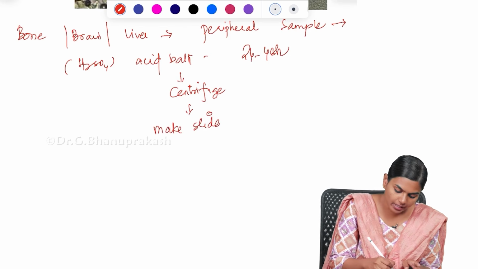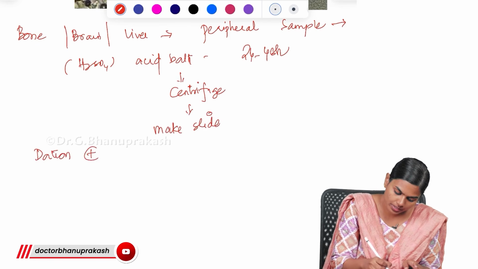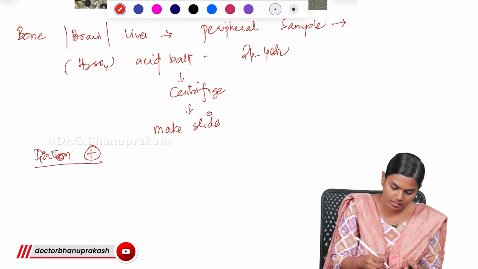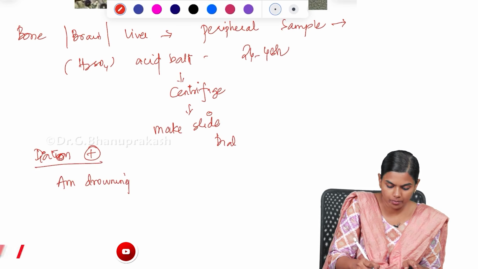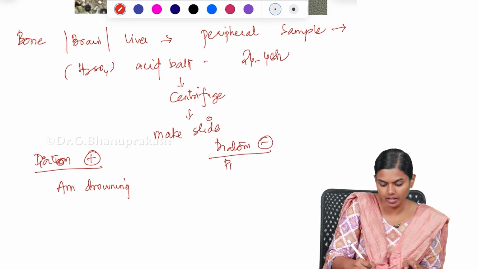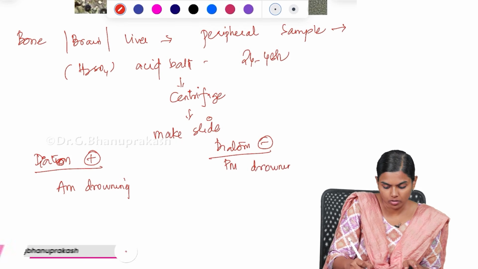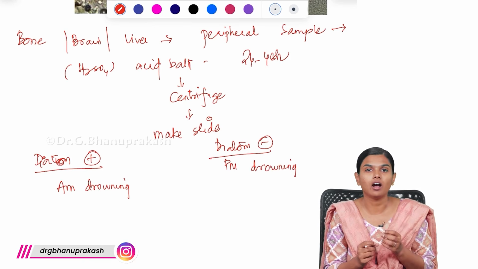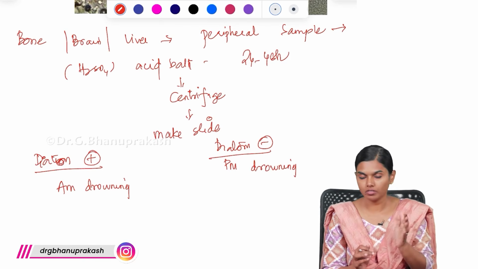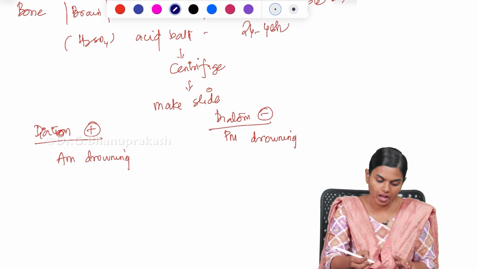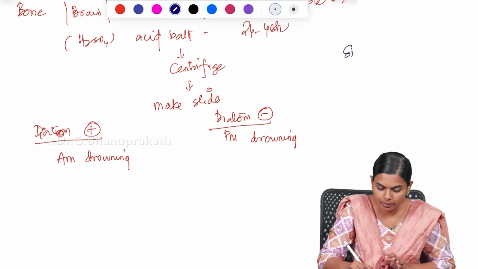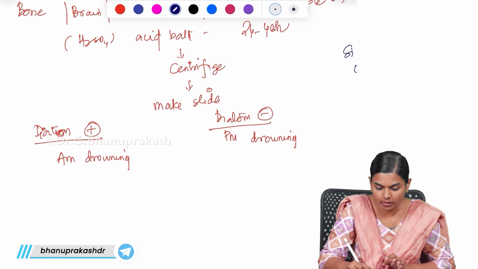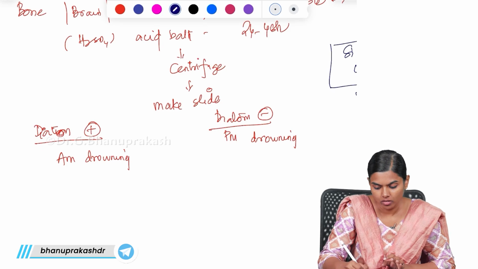If diatom is present, it means it is a case of antemortem drowning. If diatom is absent, then it is a case of post-mortem drowning. This is how we usually do the diatom test. But what exactly is the idea? How are we saying positive and negative? We will see now. I already told you this diatom has this silica coating, and this silica is very much resistant to acid.